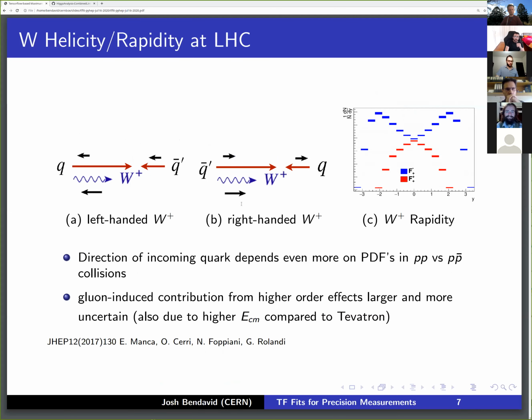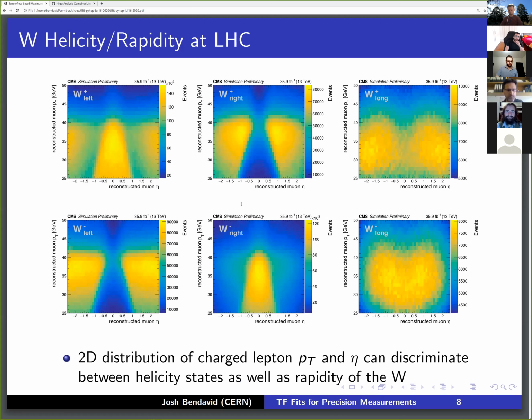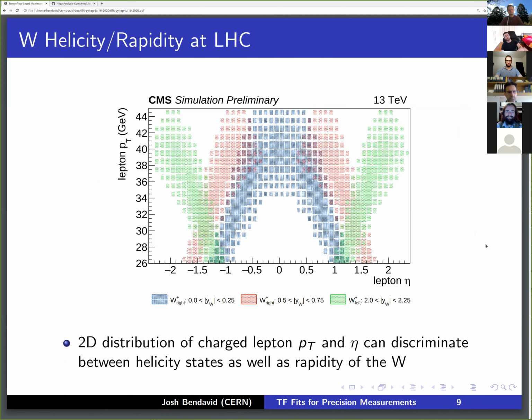Now, in terms of what this actually looks like in terms of the charged lepton kinematics, again, because of the pure left-handed coupling, the different helicity states preferentially emit the lepton either towards or away from the direction of the W. And so you have these characteristic distributions in the two-dimensional plane of the charged lepton pT and pseudorapidity. And you have these non-trivial templates for different states. Now, sorry, I'll go through this quickly, but it is relevant to the problem.